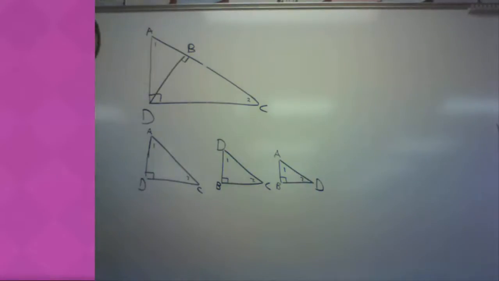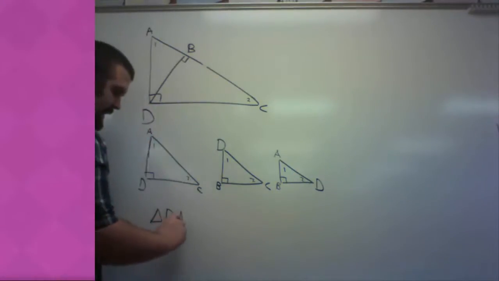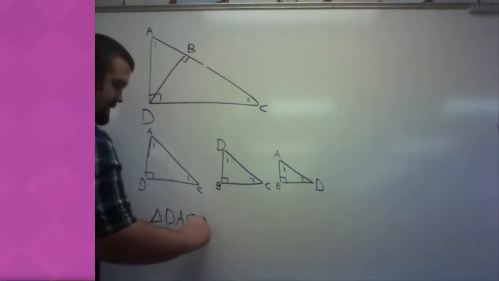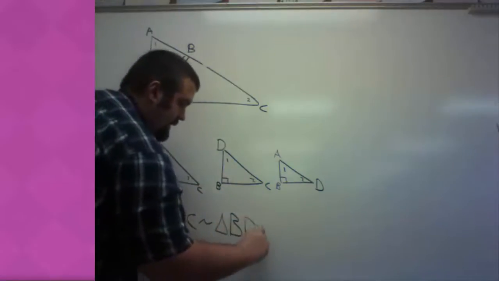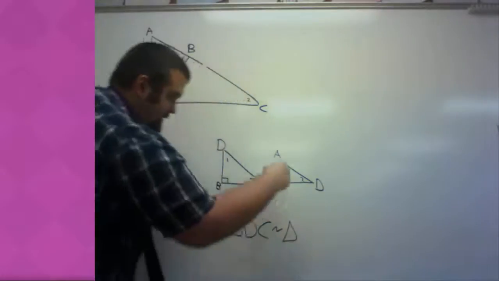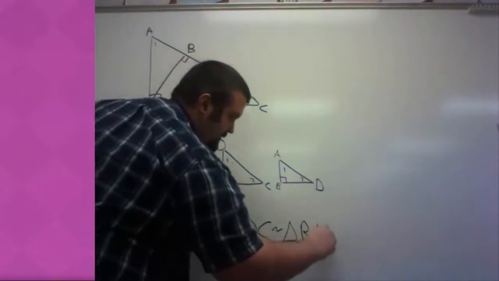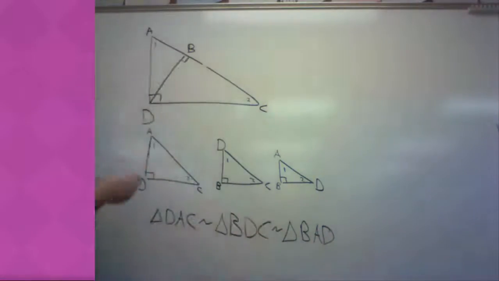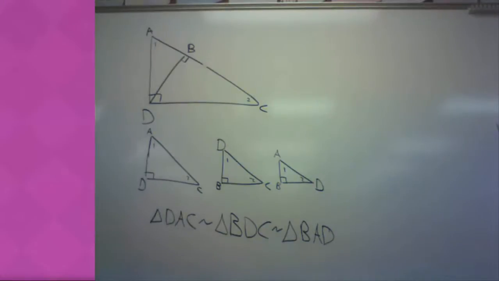It's now lined up. If I want to identify the three similar triangles, I just make sure I go in order. Triangle, I'm going to start at the right angle, D, go to angle 1, A, and angle 2, C, is similar to triangle, right angle, angle 1, angle 2. Triangle BDC, which is similar to triangle, start at the right angle, B, go to 1, A, go to 2, D. So, triangle DAC is similar to triangle BDC, which is similar to triangle BAD.